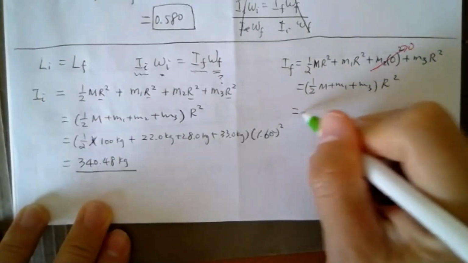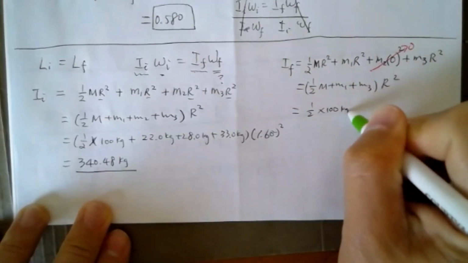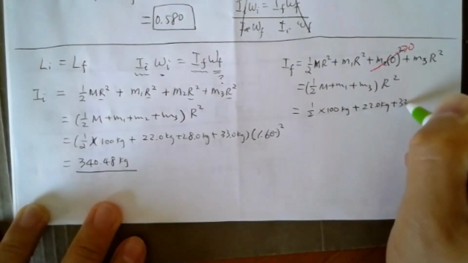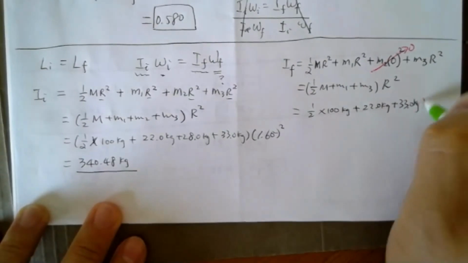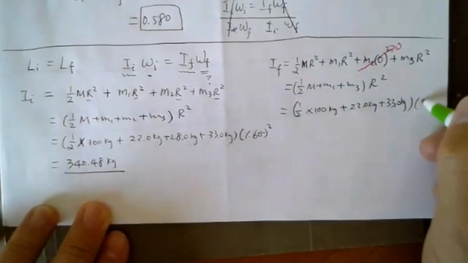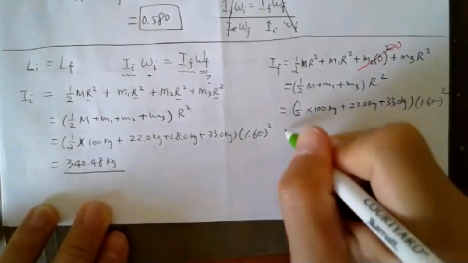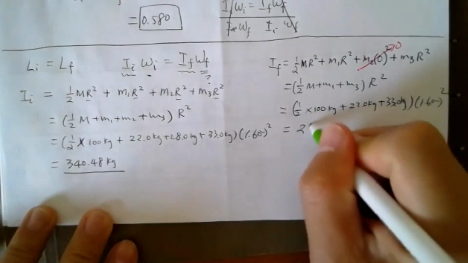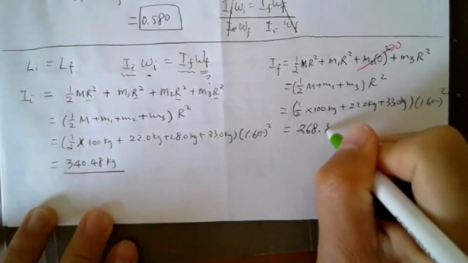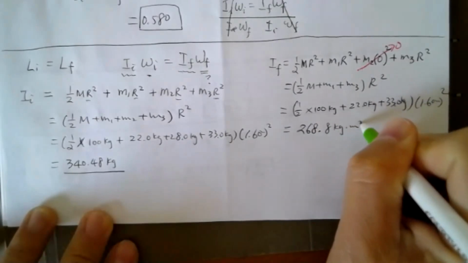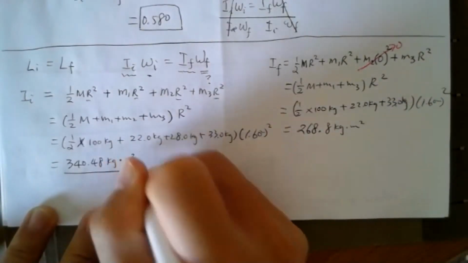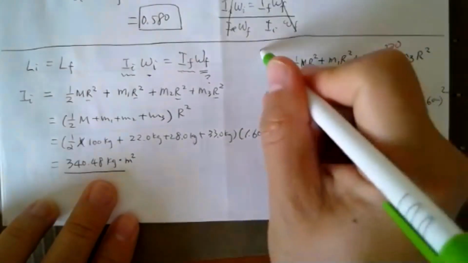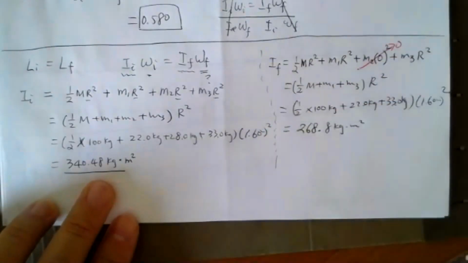times R square. So 1/2 times 100 kilograms plus 22 plus 33, times 1.6 meters squared. In that case, it turns out to be 268.8 kilograms times meter square. Sorry about that. It should be kilograms times meter square on the first initial moment of inertia as well. Draw a dashed line to separate the two.